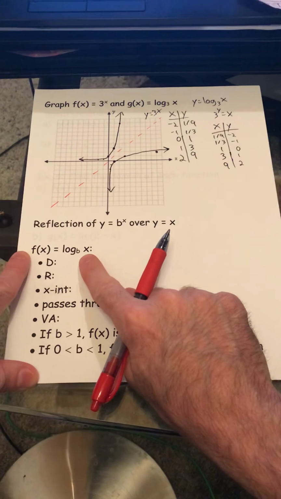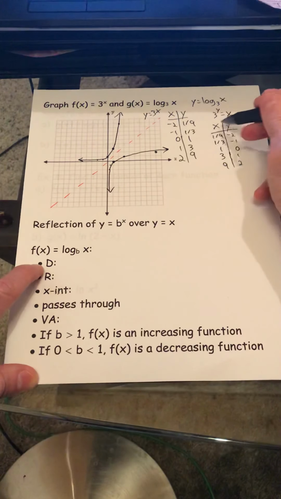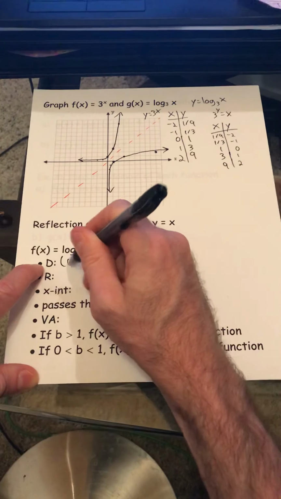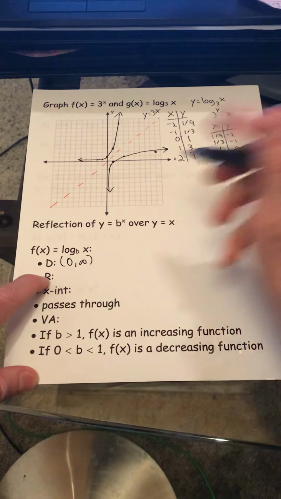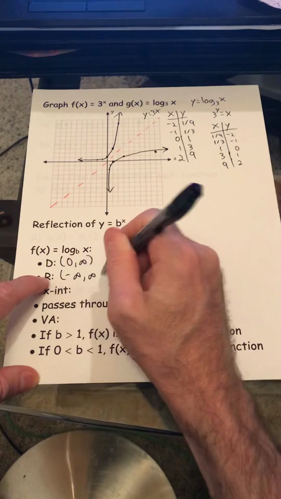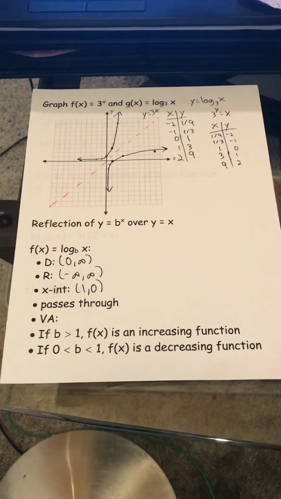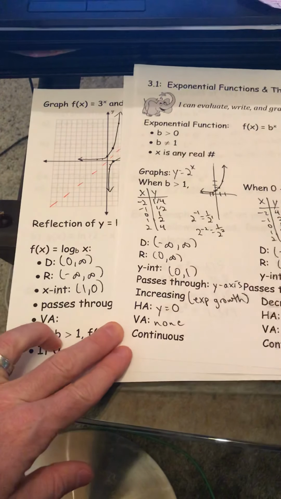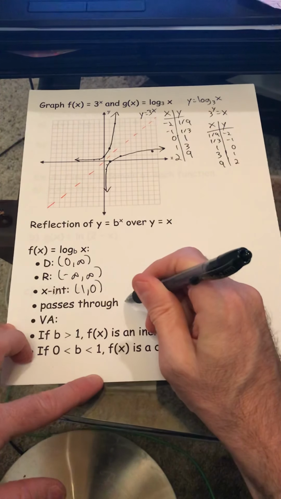For f of x equals log base b of x, the biggest change here is our domain. All the values are positive, so it's 0 to infinity. The range can be negative, positive, or 0. The x-intercept is (1, 0), which, if we look back at 3.1, you'll notice all of these switched. The graph now passes through the x-axis.